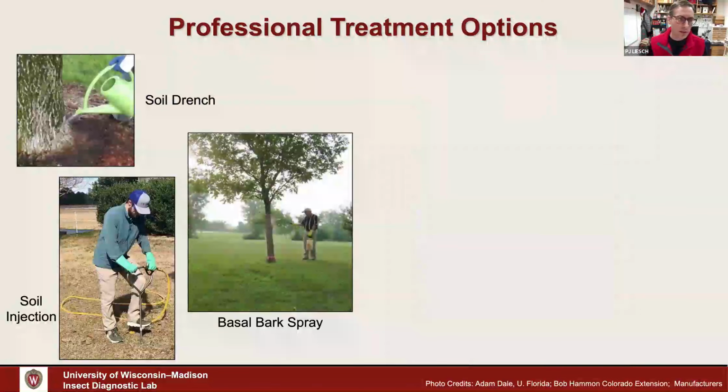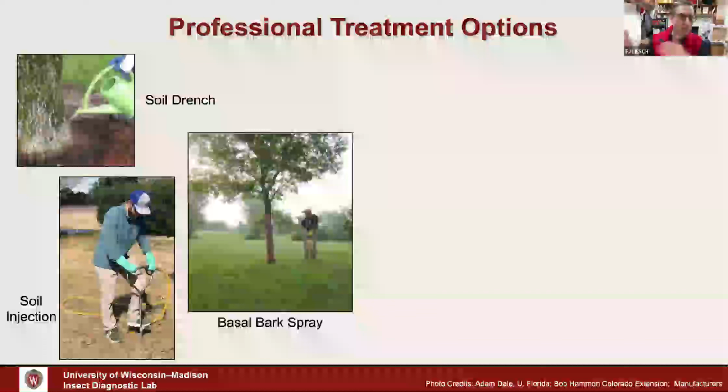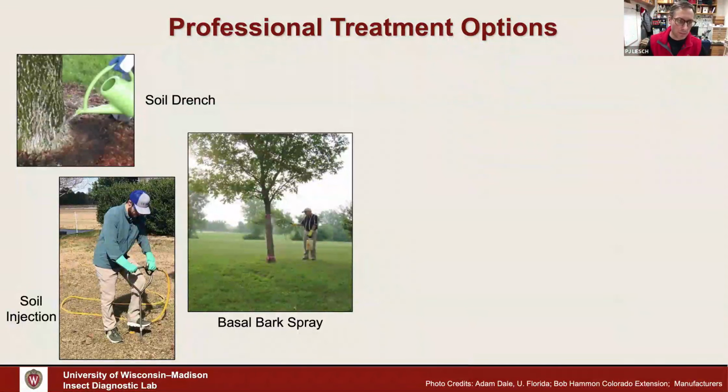So to show you what these look like, there's soil drenches. You measure the diameter of the tree. That dictates your dosage. You pull back the mulch, pour it around the base of the tree, and let it soak in. You replace the mulch. So very non-invasive.